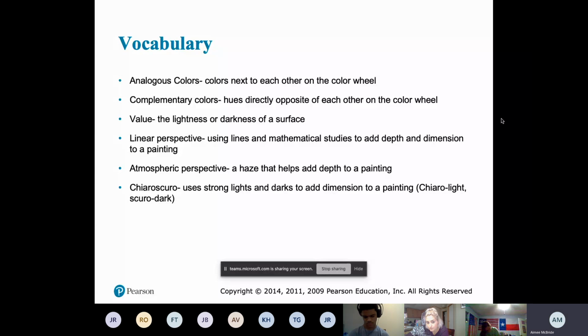And then I mentioned chiaroscuro already today. Chiaroscuro is an Italian word that means light and dark. And it's the strong use of lights and darks to try and add some more dimension and depth, and a lot of times more drama to a painting.